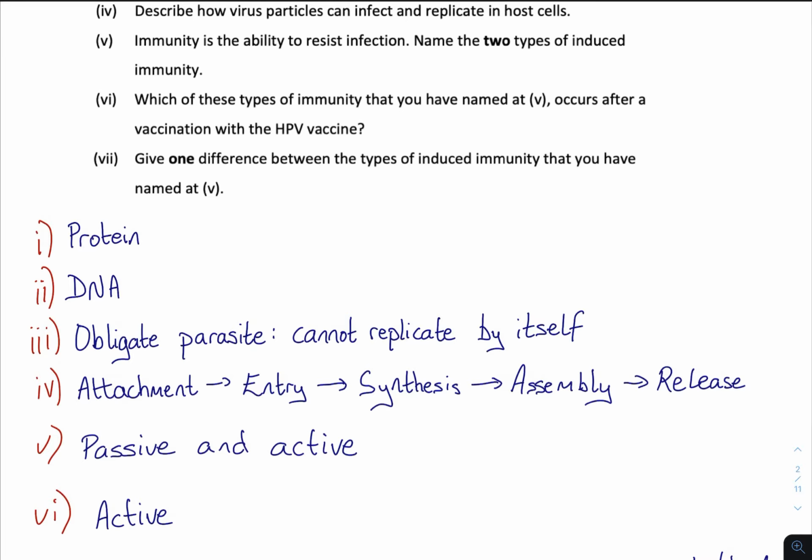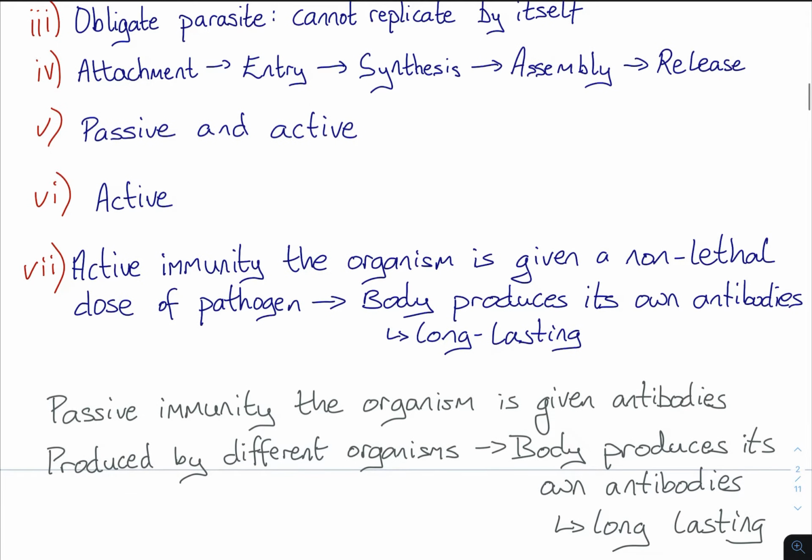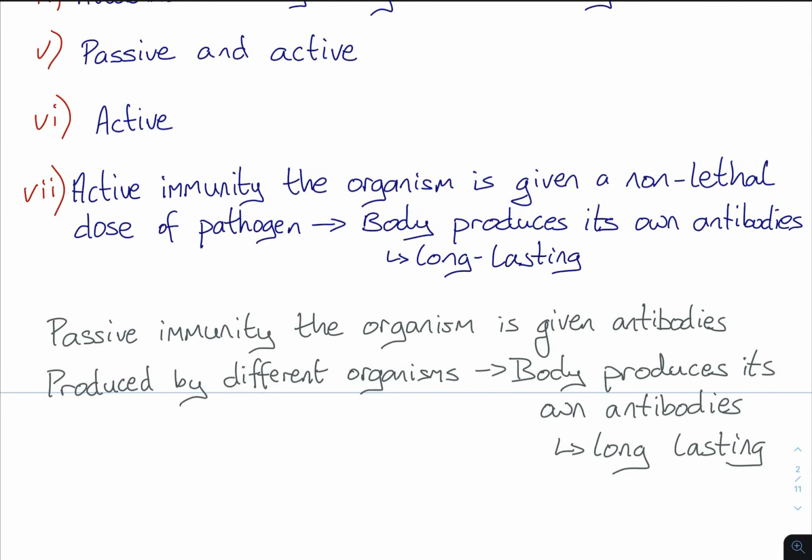Give one difference between the types of induced immunity that you have named, so active and passive. Well, you can see here, and this is going to come up loads, active immunity, I'll just highlight it there. The organism is given a non-lethal dose of the pathogen. And it's important to say non-lethal dose of the pathogen. The body then produces its own antibodies, and it is long-lasting, because part of those antibodies and other cells, the T cells, are the memory cells, the memory T cells.